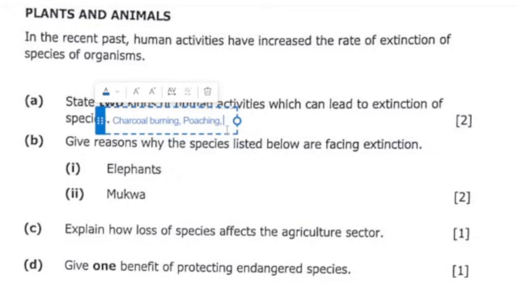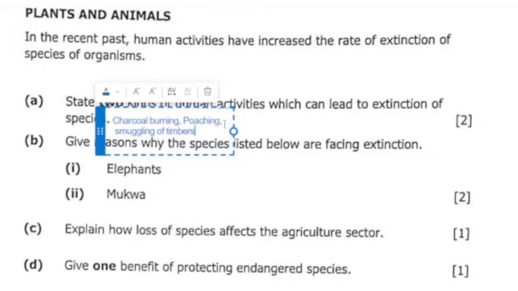Remember, we are answering the question which is: state two kinds of human activities which can lead to extinction of species. So those are the two activities, as well as the other one, which is smuggling of timbers.